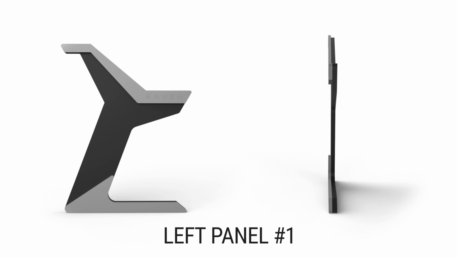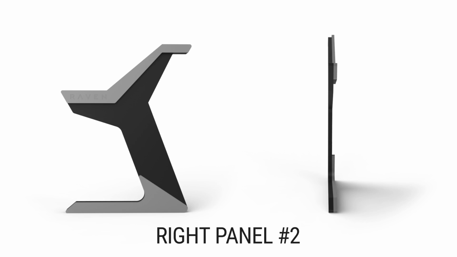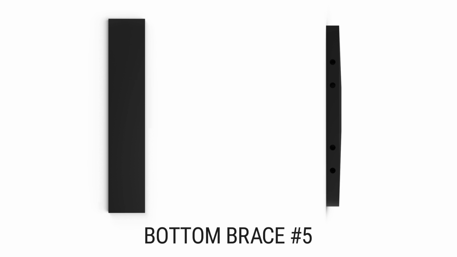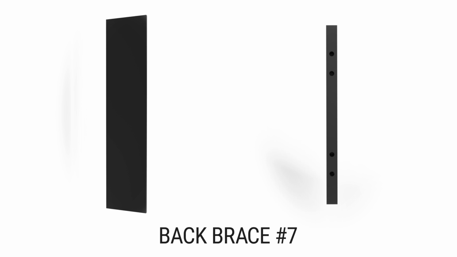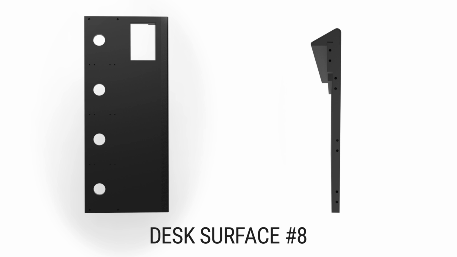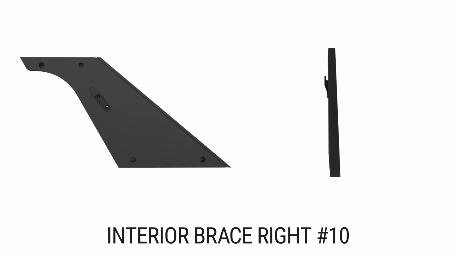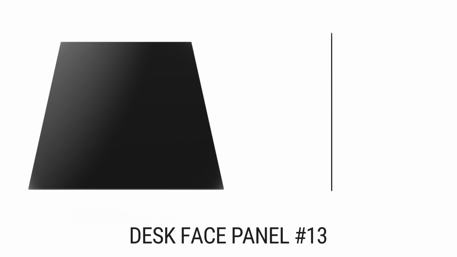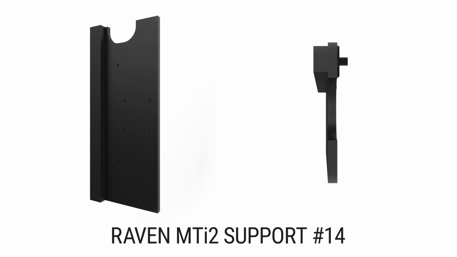They are left panel number 1, right panel number 2, cable channel left number 3, cable channel right number 4, bottom brace number 5, tray number 6, back brace number 7, desk surface number 8, slate control slot blank cover number 9, interior brace right number 10, interior brace left number 11, top panel number 12, desk face panel number 13, two identical. Raven MTI 2 support number 14, two identical. Tray brace number 15. If any components are missing, please notify your dealer or Slate support immediately.